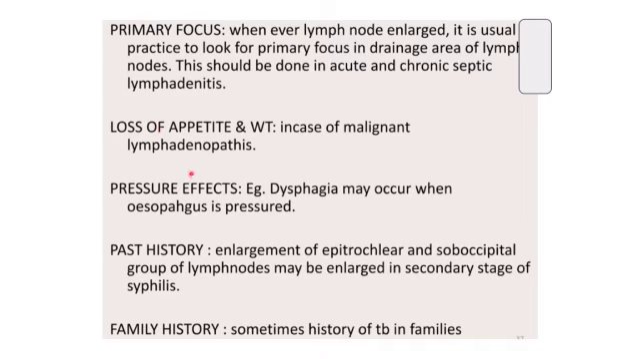Then about the pressure effects, that is, dysphagia may occur when the esophagus is pressed upon. Next, about the past history, that is, epitrochlear and suboccipital groups of lymph nodes may be enlarged in the secondary stage of syphilis. Next, to know about the family history, sometimes a family history of TB might be reported.